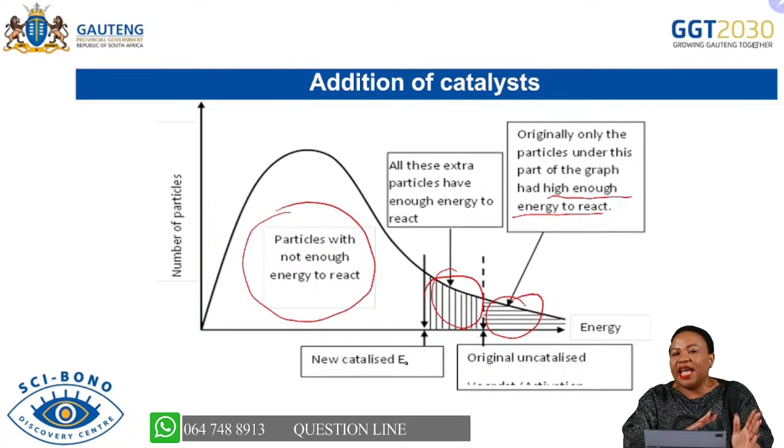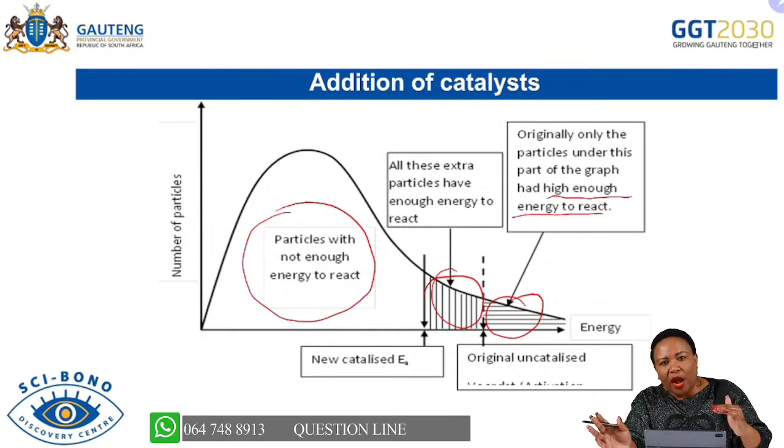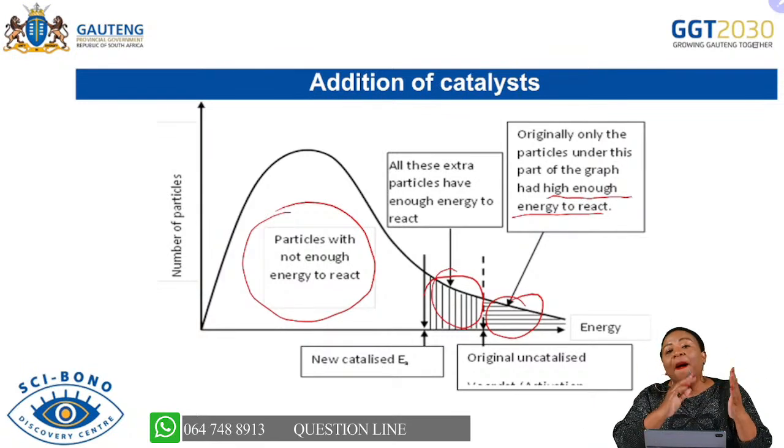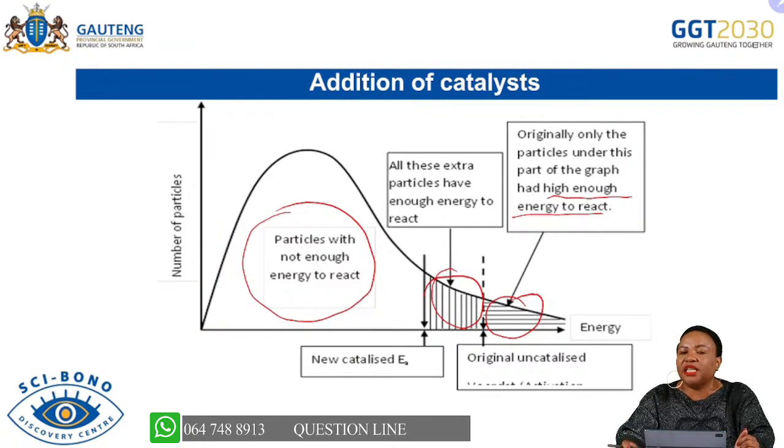It won't move any graph, it won't lower any, the two graphs will not be different. But what will it do? It will just lower the activation energy and there will be more particles with enough energy. So the three graphs that I've just explained show how the particles' energy will be distributed or changed after you have changed temperature, concentration, and catalyst.